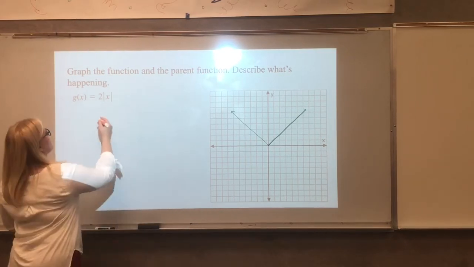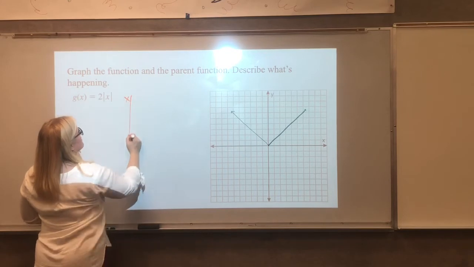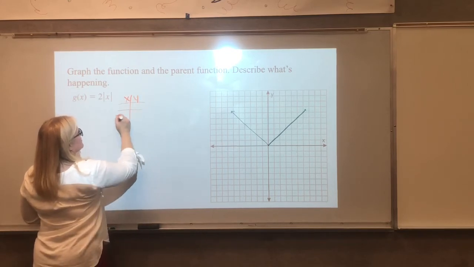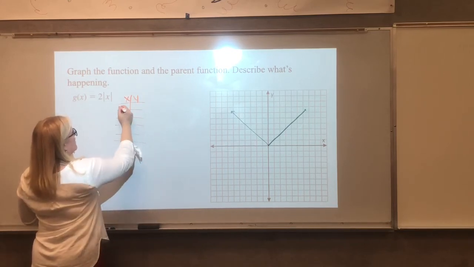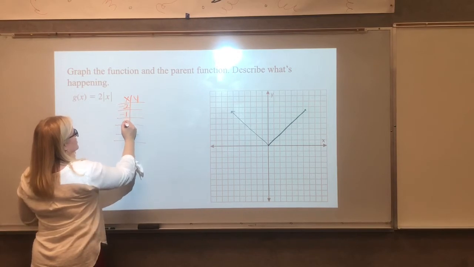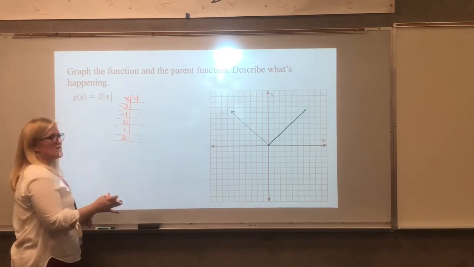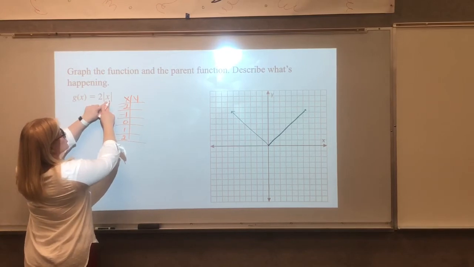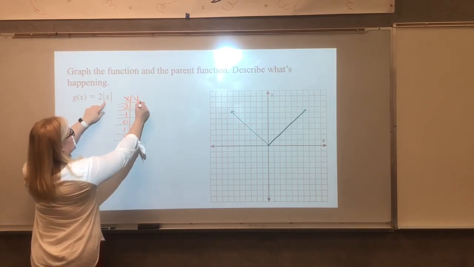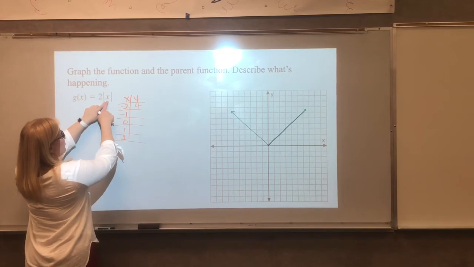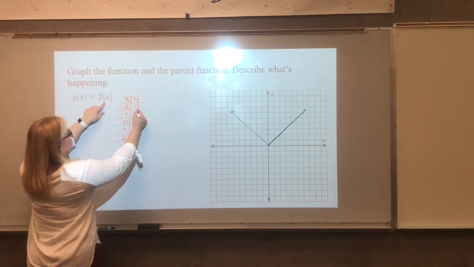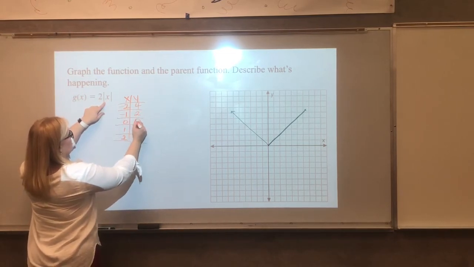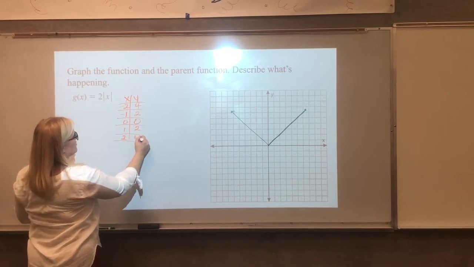All right, so if I make a table, I have, let's see, -2, -1, 0, 1. These are just usually the ones that I use. Okay, the absolute value of -2 is 2, so 2 times 2 is 4. Absolute value of -1 is 1. 2 times 1 is 2. This is going to be 0, this will be 2, this will be 4.